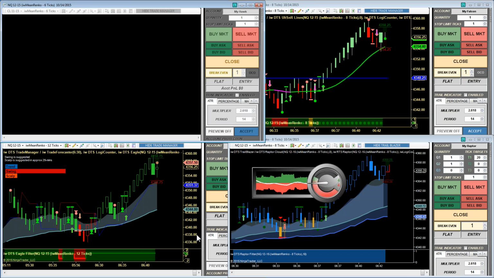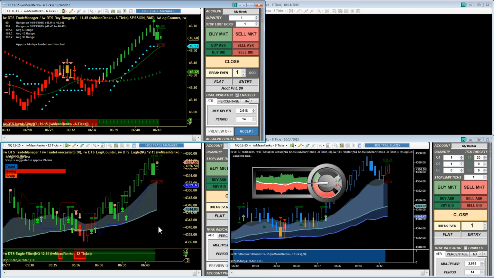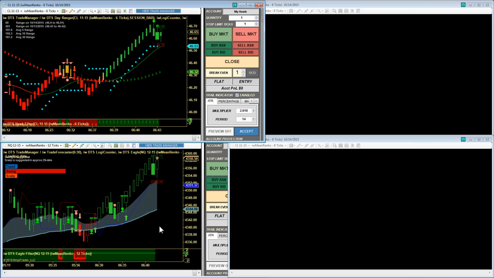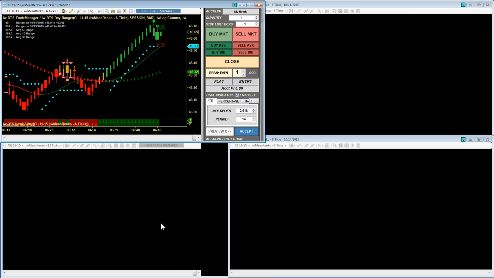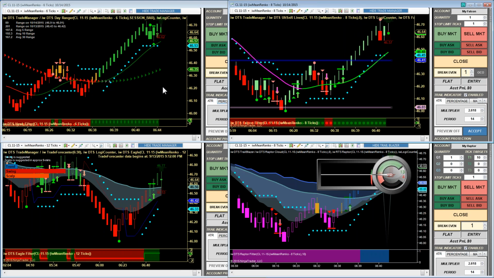Chris is asking, what platform is this? This is the NinjaTrader platform. This software only works on NinjaTrader. And I know we always get requests for MetaTrader and TradeStation. It's not that we have anything against those trading platforms. It's just that NinjaTrader's backbone, its programming, is the only one sophisticated enough to support this software.